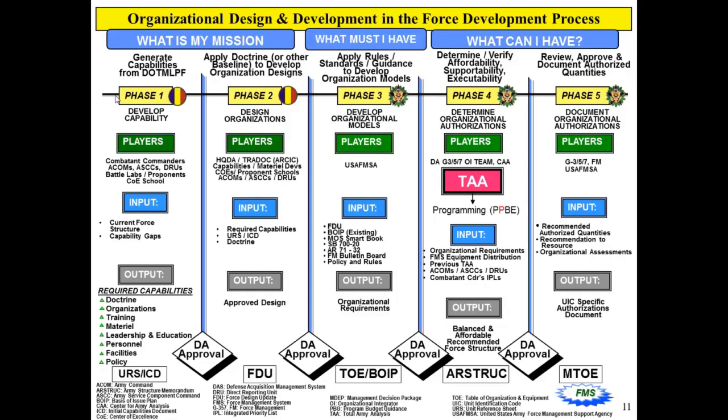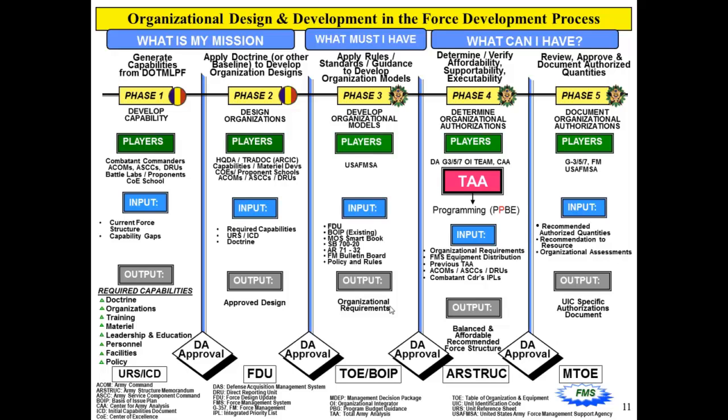Okay, so how do we build an organization? This is a complicated looking chart, so we're going to walk through it very simply. It's 5 phases. The first 2 phases are: what's the mission? What does this new organization, being a unit, have to do? Or it doesn't have to be new. It can be just revised. We can be adding people, changing grades. We can be taking MOSs out.